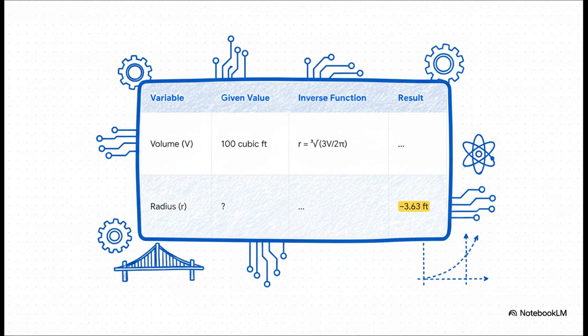So now we can finally answer our customer's question. We plug in the volume they want, 100 cubic feet, into our new inverse function, and out pops the answer, a radius of about 3.63 feet. Problem solved. That's the power of working backward.